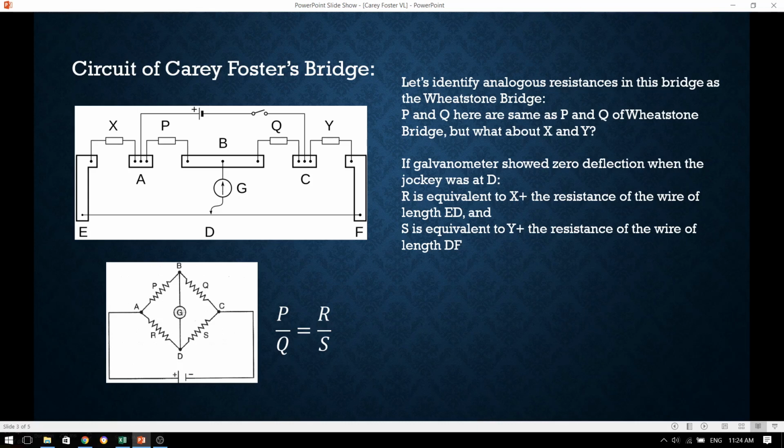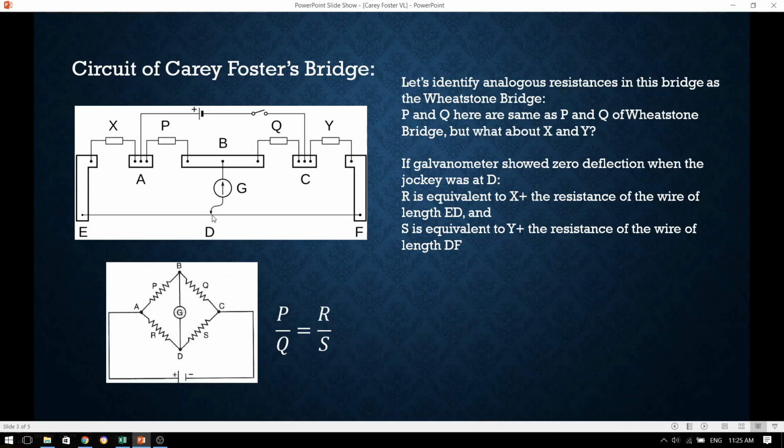So let's begin. As you can see, this P and Q on the Carey Foster's bridge are the same as P and Q on our Wheatstone bridge. However, who is equivalent to R and who is equivalent to S? See carefully. Over here, between the points B and D is the galvanometer. The same thing can be identified on the Carey Foster's bridge as well. But if you carefully look at the position of D over here, this point has been shown with an arrow.